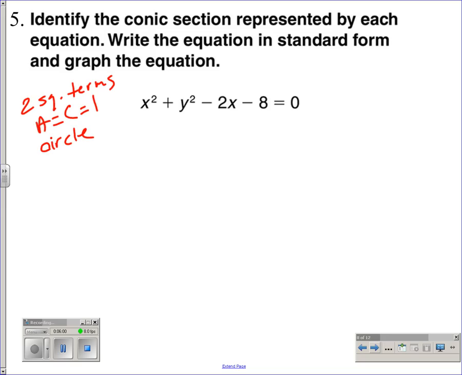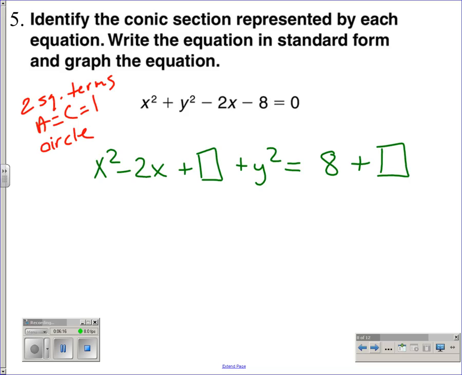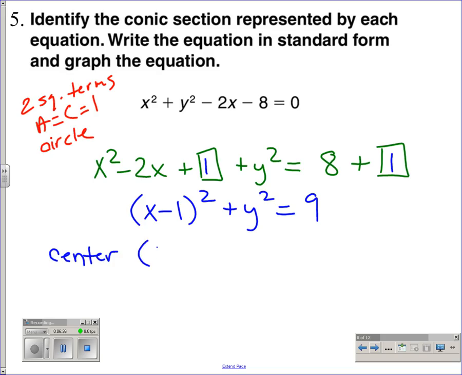Okay, so I'm going to have you guys put that into your standard form for a circle. So we're going to get ourselves organized here, put our values together. And the y squared is fine as is. We'll move our constant to the other side, and I'll put our plus blank over there. So I'm going to have to add half the middle, and squared would be a 1, which means I'm going to add a 1 over there. So we have x minus 1 squared plus y squared equals 9. So the circle, the center, is at 1, 0, and the radius is 3.